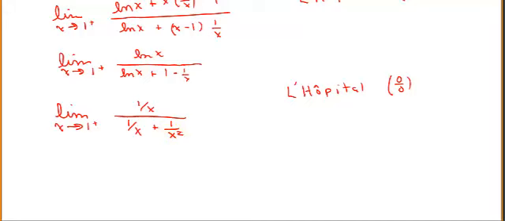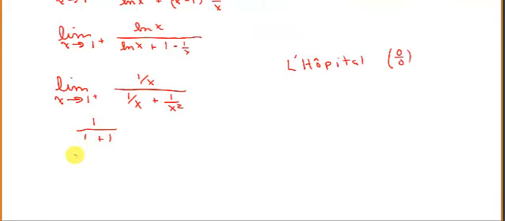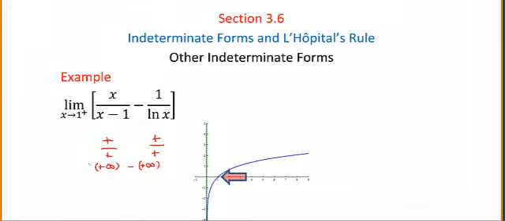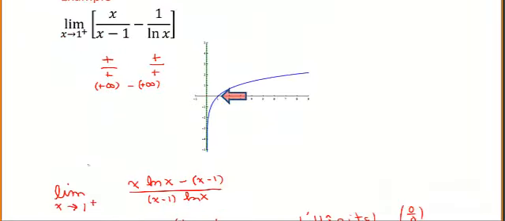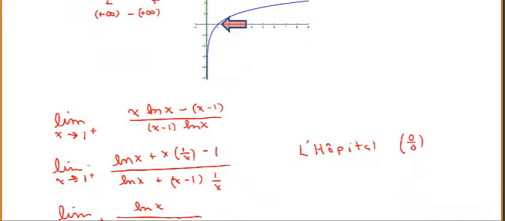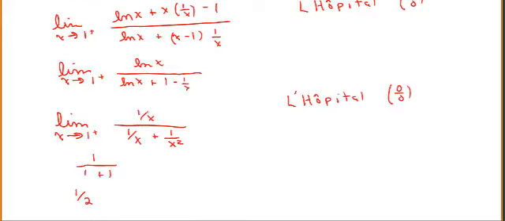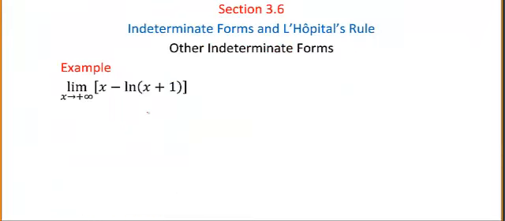And now as x approaches 1, the numerator goes to 1, the denominator goes to 1 plus 1, which is 2, so the limit is 1/2. Notice in this situation, we converted it to a form that we could use L'Hopital's rule on by getting a common denominator and combining those fractions. Let's take a look at one more.